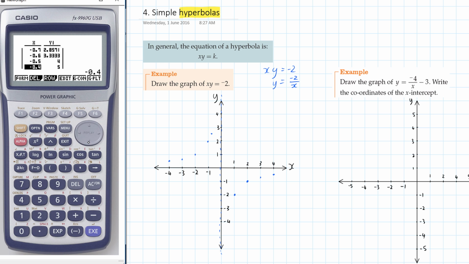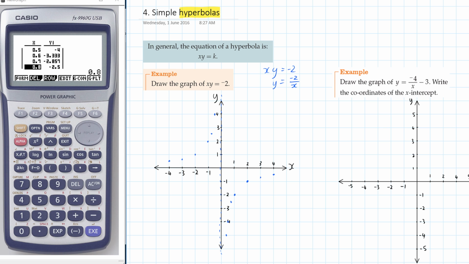Keep on going down. So -0.5 we should be at 4, so that's there. Alright, keep on going. And you can see it's getting quite big there, and then when we get to 0 we've got that error again. And then at positive 0.1 it's -20, then -10, and then at 0.4 we've got -5. So 0.4, -5, that's about there. And then at 0.8 about -2.5, so that's about there.